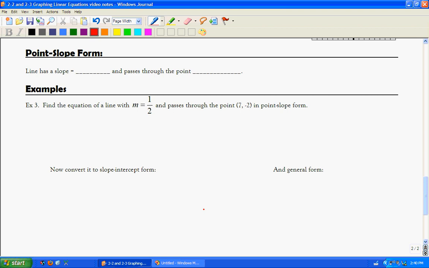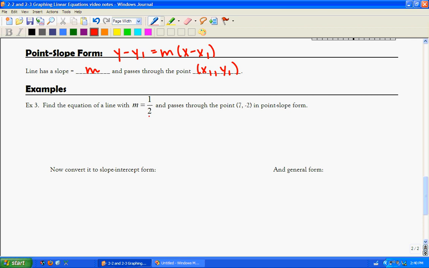One form of a line that you may not be familiar with is point slope form, and that looks like y minus y sub 1 equals m times x minus x sub 1. So in this case, the line still has a slope equal to m, and then it passes through the point x sub 1 comma y sub 1. So this is very easy. When you're given a point and a slope, you just plug in those two pieces.